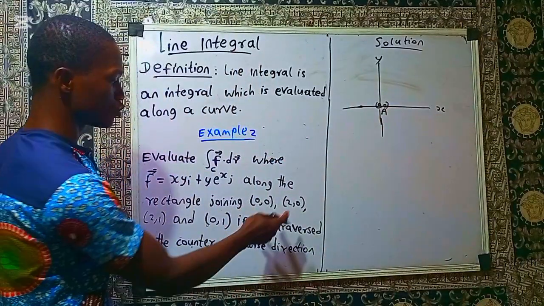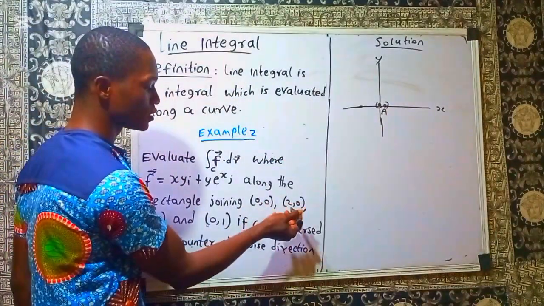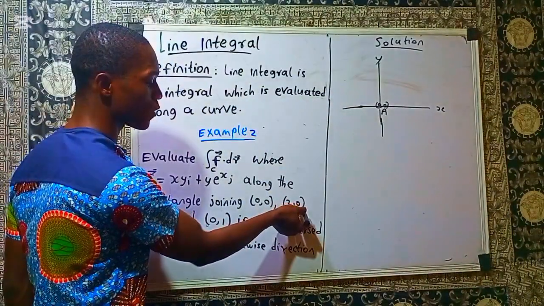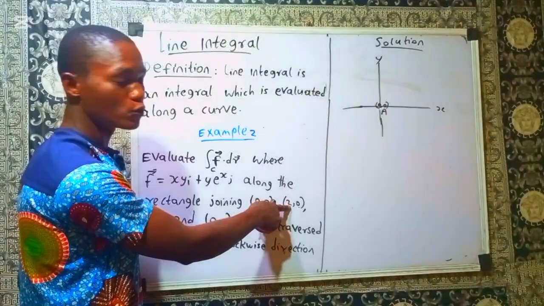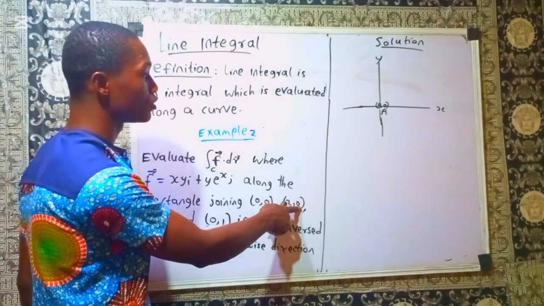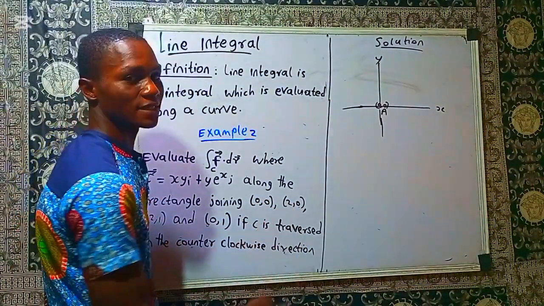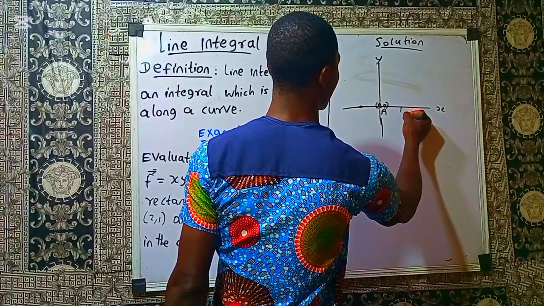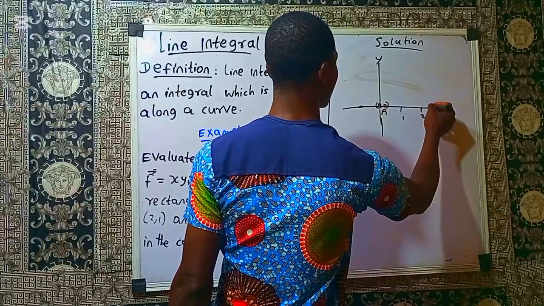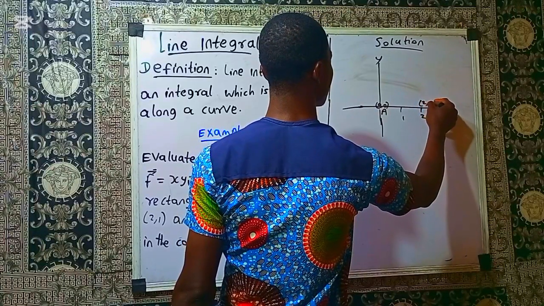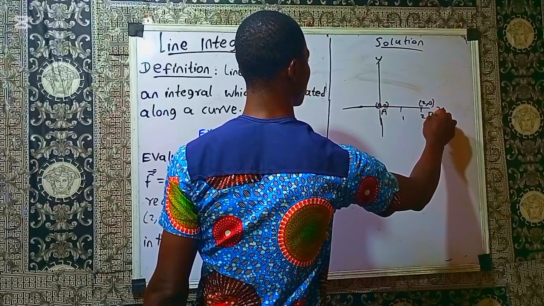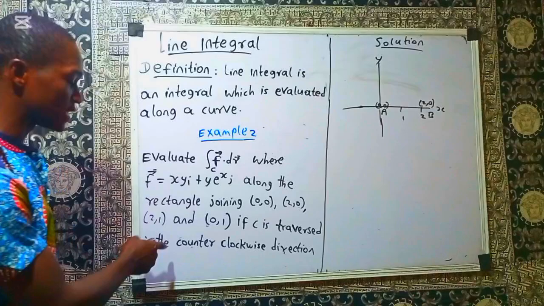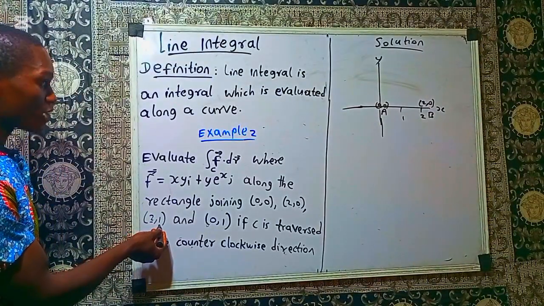So what's the next point? (2,0). The first entry should be for x and the second entry should be for y. So at this point, x is 2, y is 0, which means that since y is 0, this point is on the x axis. Let me just call here 1 and here 2. So at this point, x is 2, y is 0. Let me call this B. So the next point is (2,1).